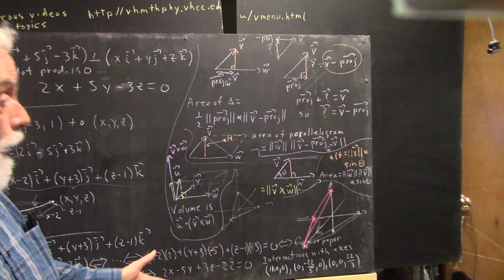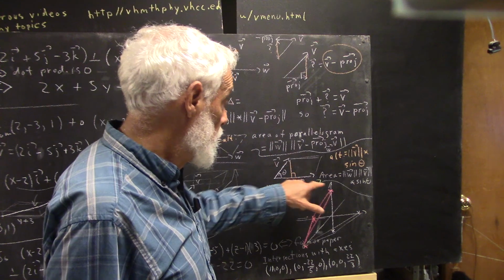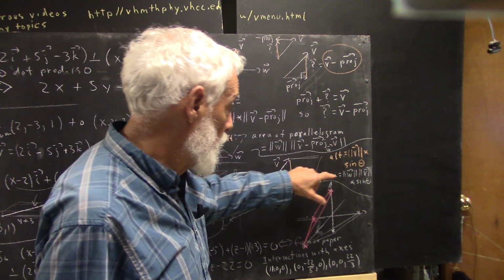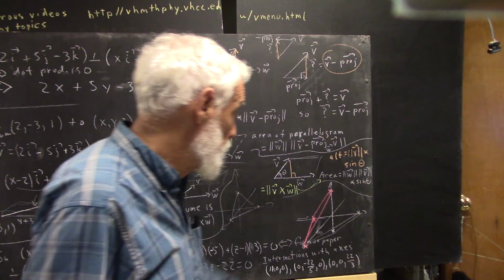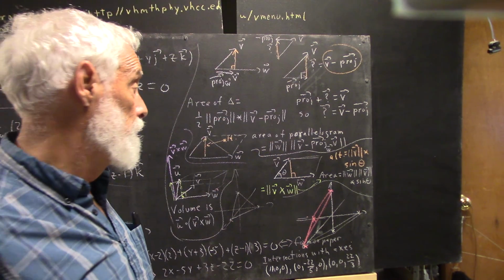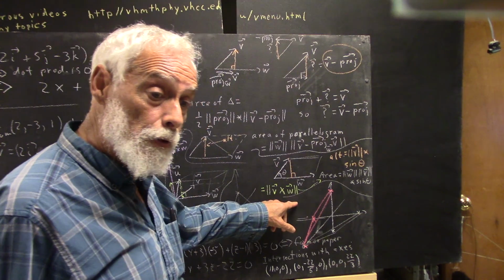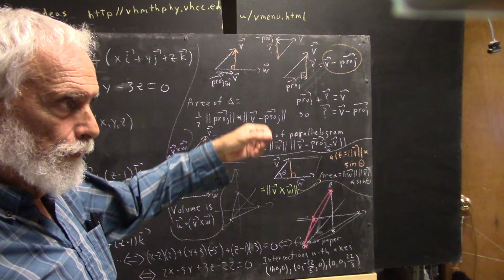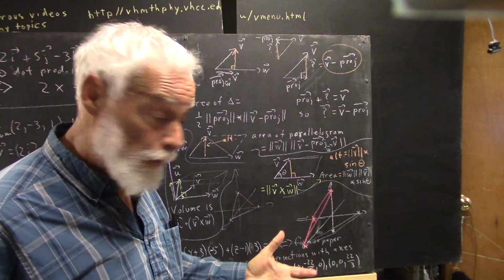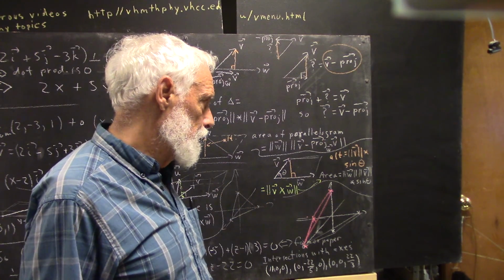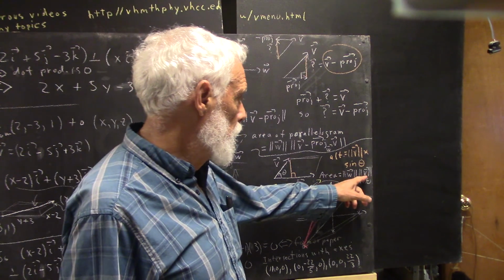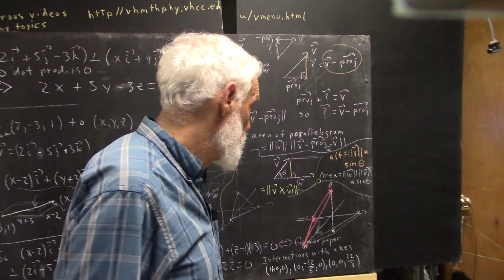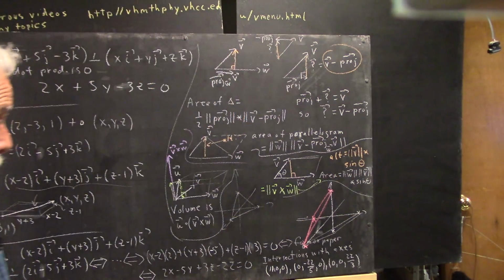So the area is what? Well, it's the magnitude of W, which is the base, times the magnitude of V times sine theta. In other words, magnitude of the base times the altitude. That is equal to the magnitude of the cross product. Just as the dot product is equal to magnitude of V times magnitude of W times the cosine of theta, the magnitude of the cross product is magnitude of V times magnitude of W times the sine of theta. So V cross W gives us the area of the parallelogram.